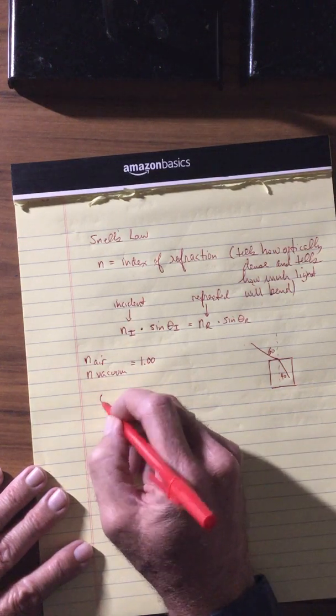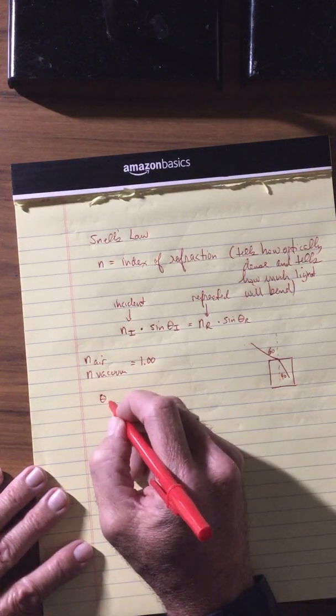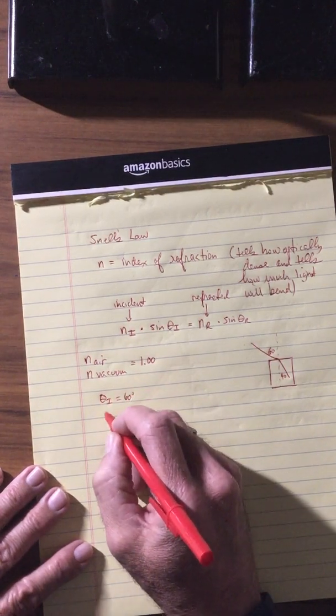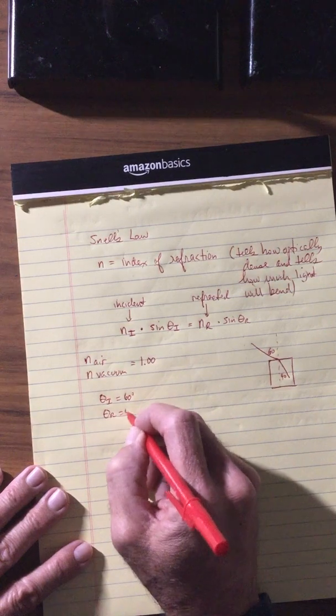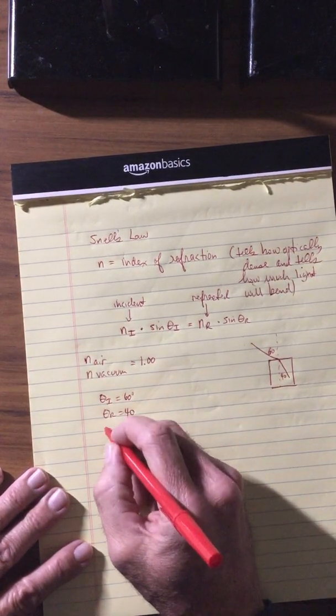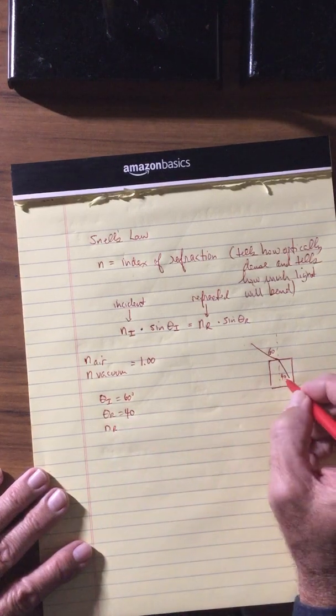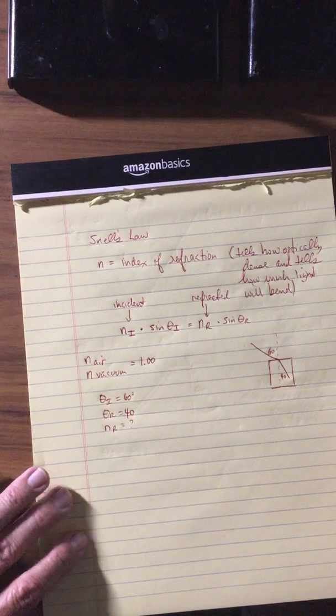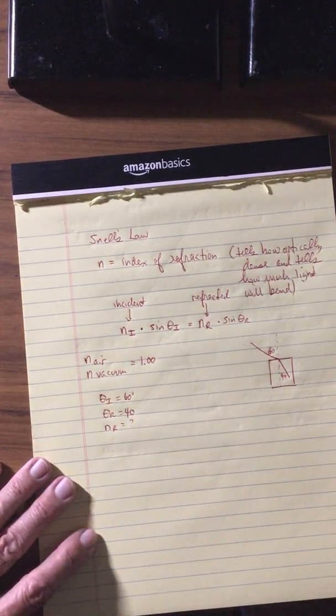And let's go ahead and label these. The angle of incidence is going to be equal to 60 degrees, and the angle of refraction is going to be equal to 40 degrees. The question is, what is going to be the index of refraction for this material on the inside here? That's where we use Snell's law and we rearrange.